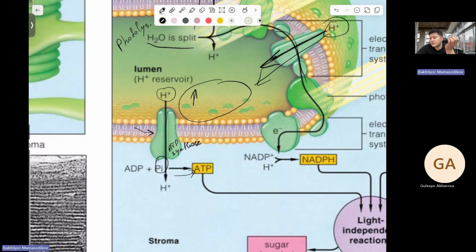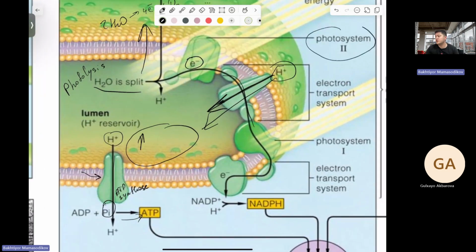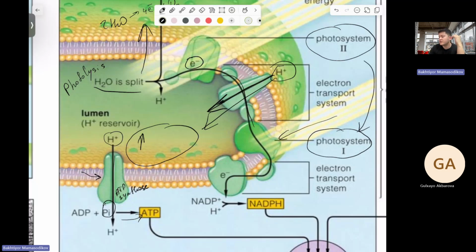And electrons reach photosystem 1. As you can see, the electrons which started from photosystem 2 reach photosystem 1. They are re-energized by more sunlight. You can see the sunlight is coming to photosystem 1 as well, and those electrons are re-energized by more sunlight, then passed to the NADP plus.